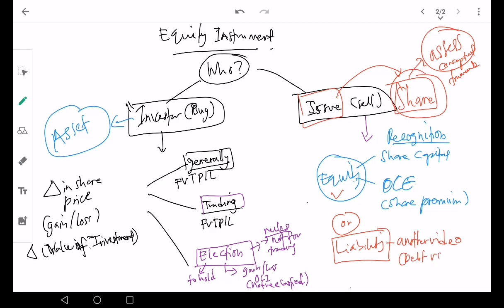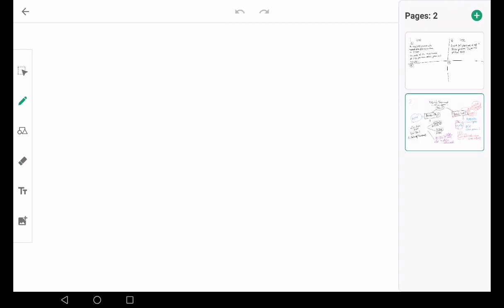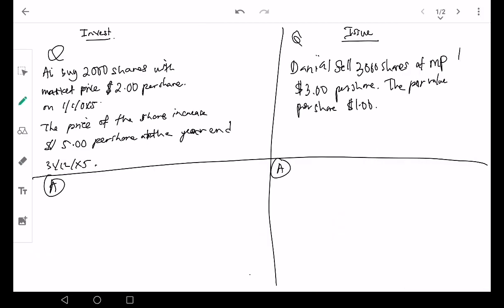Debt versus equity video. How do I know whether it is debt or not? Based on the conceptual framework, the definition. So for today, I only focus on whether you have to recognize it as equity in your book, in your SOFP. But for the investor, don't worry, it's always an asset. No option. So I will give an example of the question now.